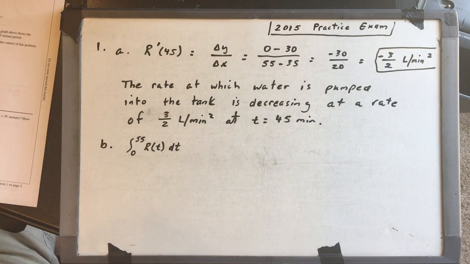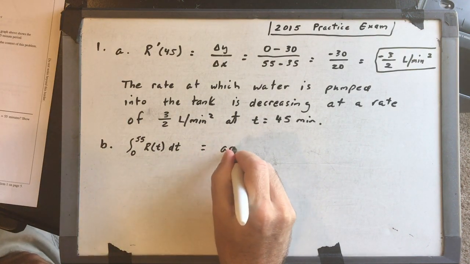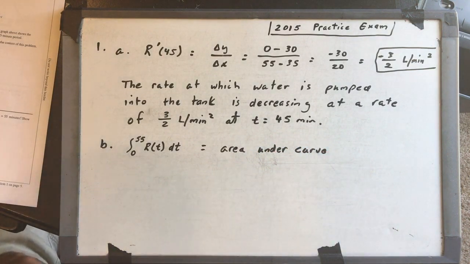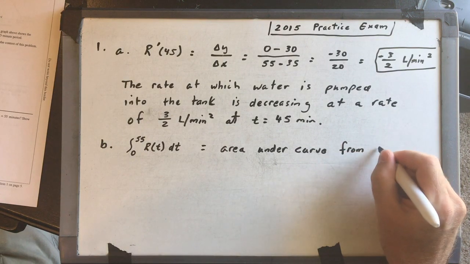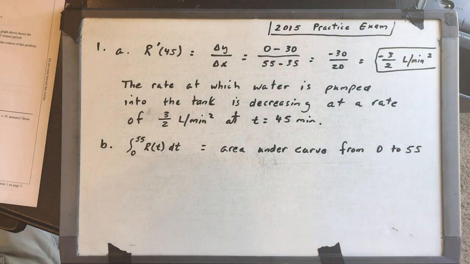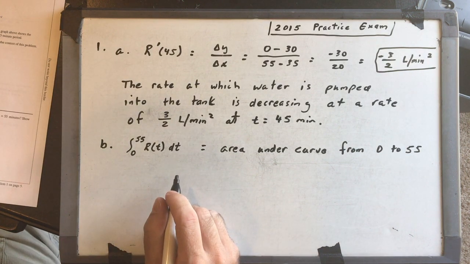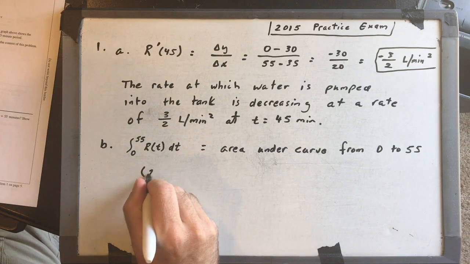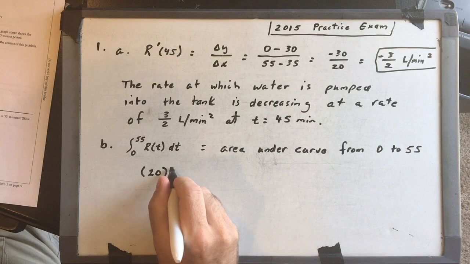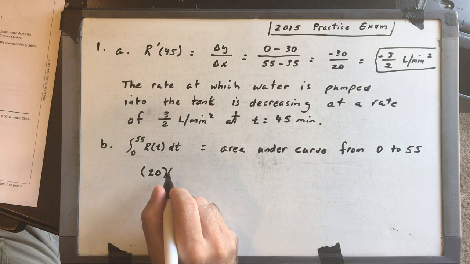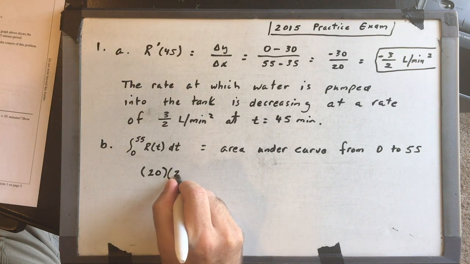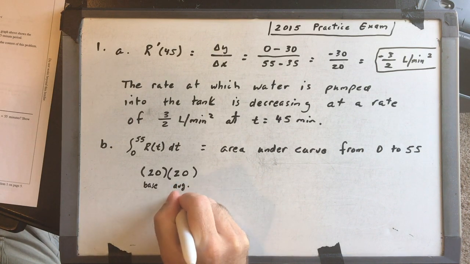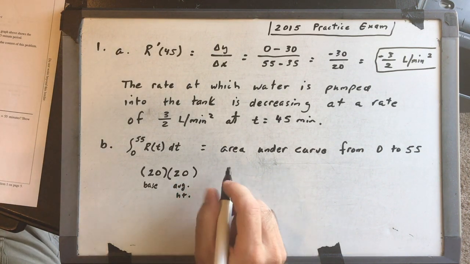Okay, so that is equal to the area under the curve from 0 to 55. All right, so for the trapezoid part, remember, a trapezoid is the base times the average height. So that's going to be, the base is 20, and then the average height, it's the average of 10 and 30, right? So that's going to be 20. So base, average height. So that's the trapezoid part.